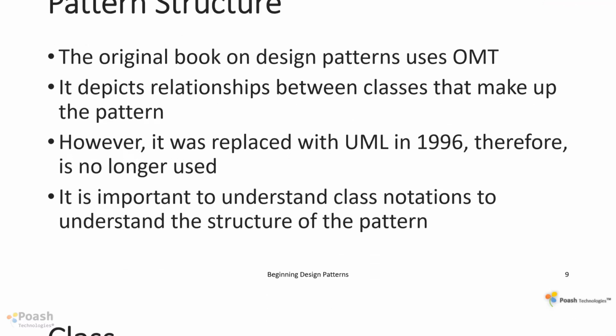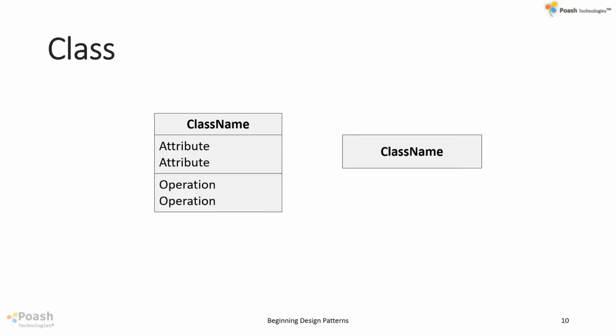Let us first understand how a class is depicted in UML class diagram. A class is represented in a rectangle with the name of the class inside. If you want to show more details of the class, such as its attributes and methods, then you can use this notation. This rectangle has multiple sections. The top section always contains the name of the class, then the next section represents the attributes of the class, and the last section represents the operations or the methods that the class contains.